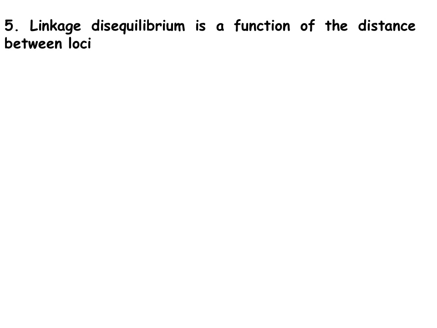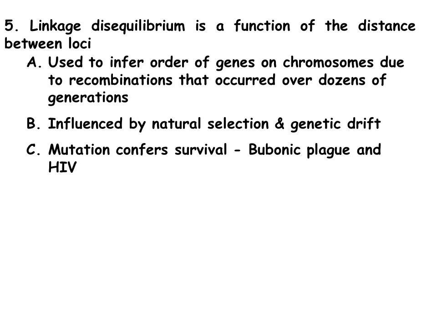What we see with linkage disequilibrium is that it really is a function of the distance between the loci. So we used it to infer the order of genes on chromosomes because of these recombinations. And they would occur over dozens of generations and also be influenced by things like natural selection and genetic drift, because sometimes a mutation will confer survival. This is true for bubonic plague and HIV.